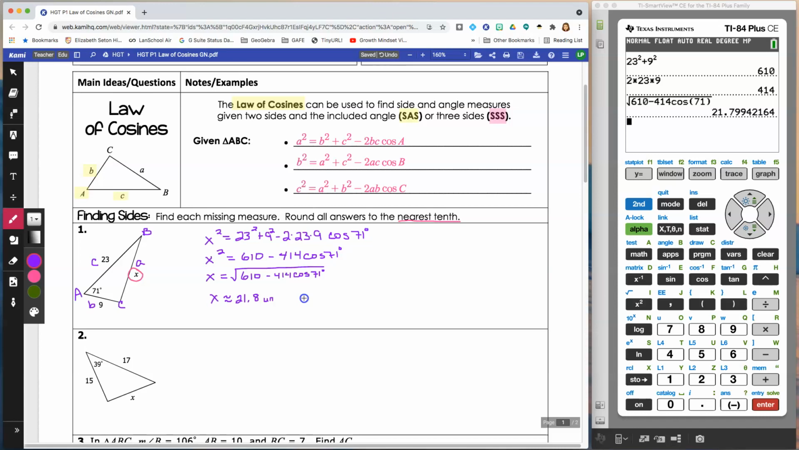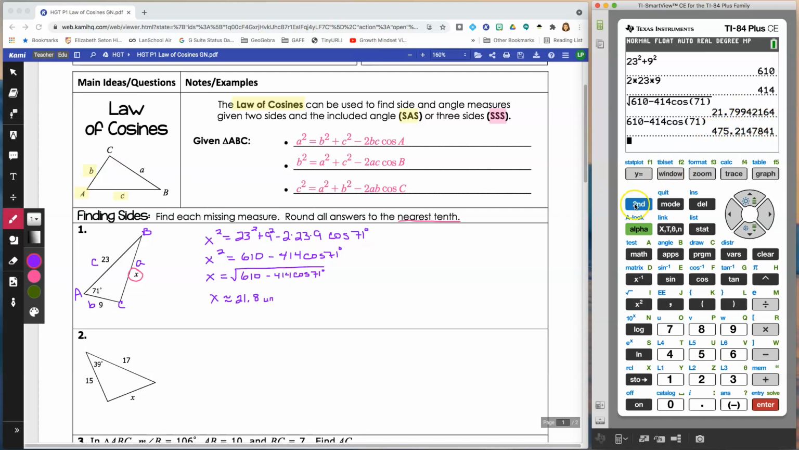Now, remember I did say that there was another way you could put this in your calculator. Some students really prefer to simplify the radicand before they put in the square root. So in other words, there are many students who would want to do the 610 minus 414 cosine 71 degrees and simplify that first, right? And I can understand that. We need the square root of that, and we don't want to round until the absolute end. So I don't want to round this to 2 and find the square root of 475.2. I want the square root of this whole thing.